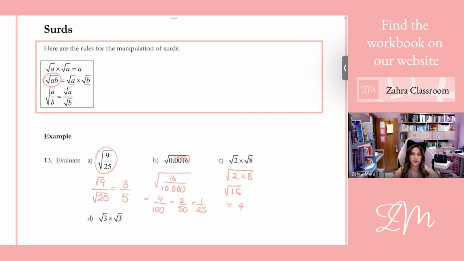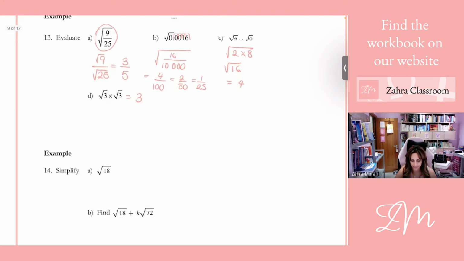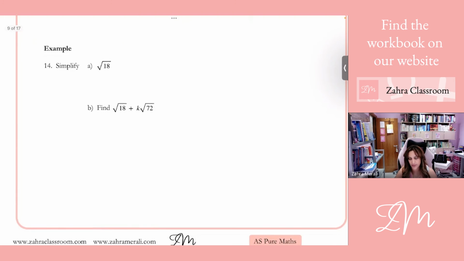And then I've got root 3 times root 3, which is just going to be root 3 times 3, which is root 9, which is 3. So anyway, root anything. So root a gazillion, root banana times root banana will be banana. Anything underneath the square root, if you multiply it by itself, you're going to go back to the original because you're effectively squaring it.